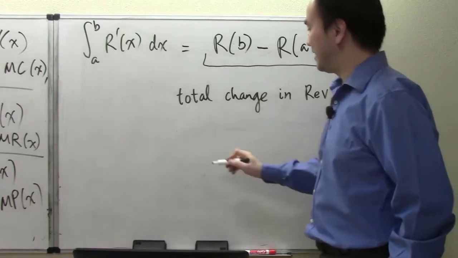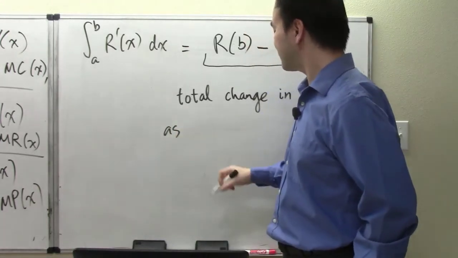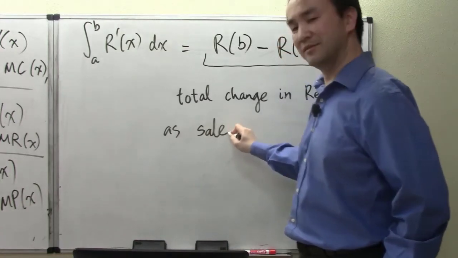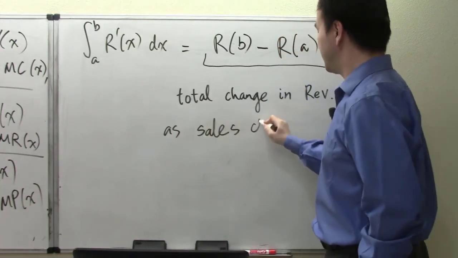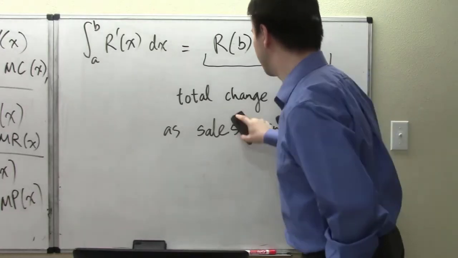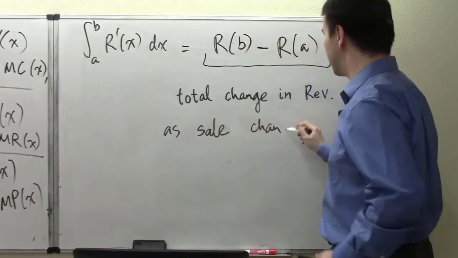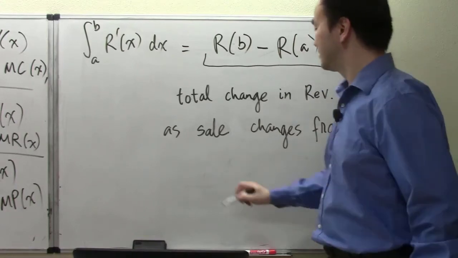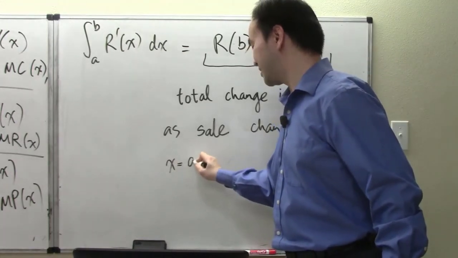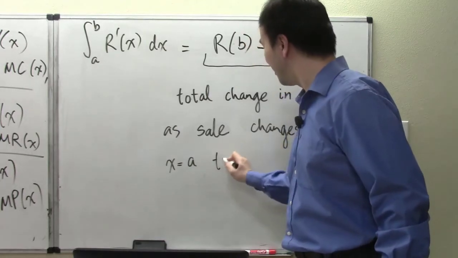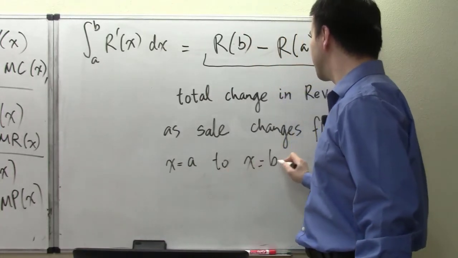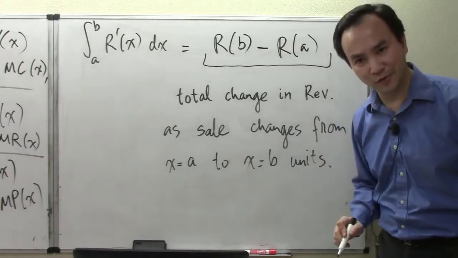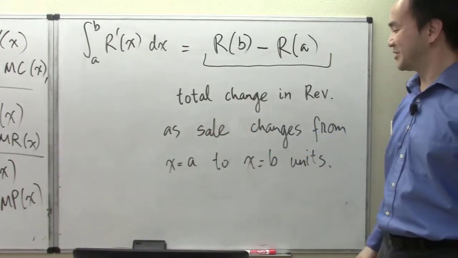As sales change, or just whatever sale that is. Shouldn't put plural there. As sale changes from selling X units, or I mean selling A units, to selling B units. Okay, so we switch from production level to sale level.